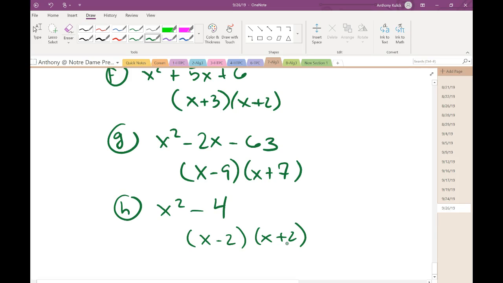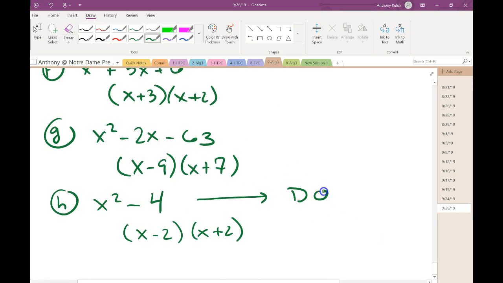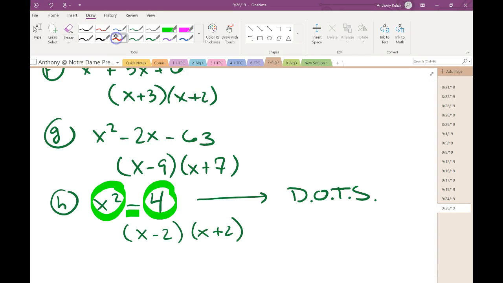Negative 2 times positive 2 gives me negative 4. Negative 2 plus positive 2 gives me 0. Notice that there is no regular x term in the middle. That b value is 0. This has a special name. It's called a difference of two squares. So I have something squared minus something squared.